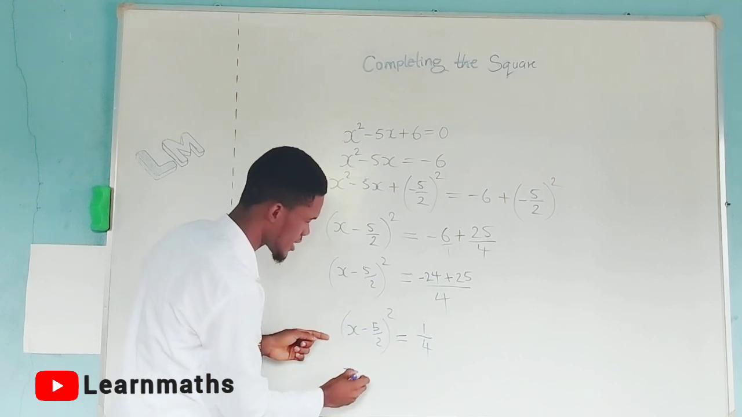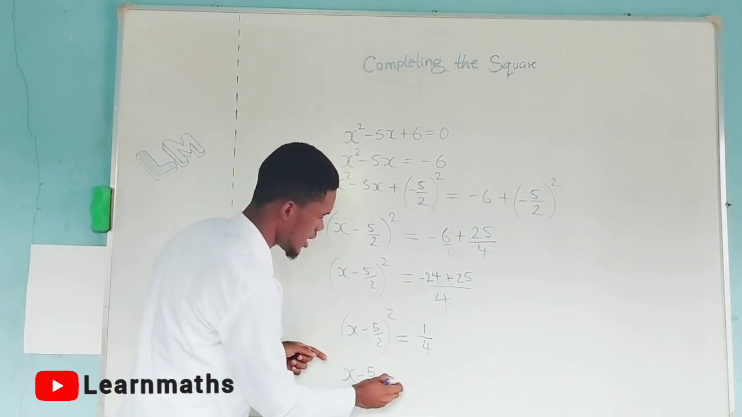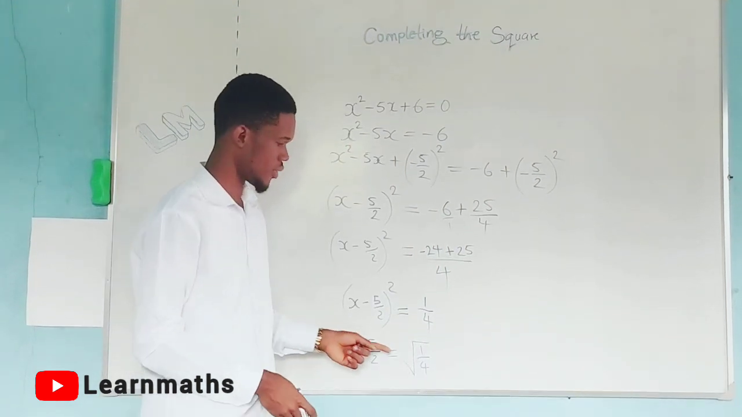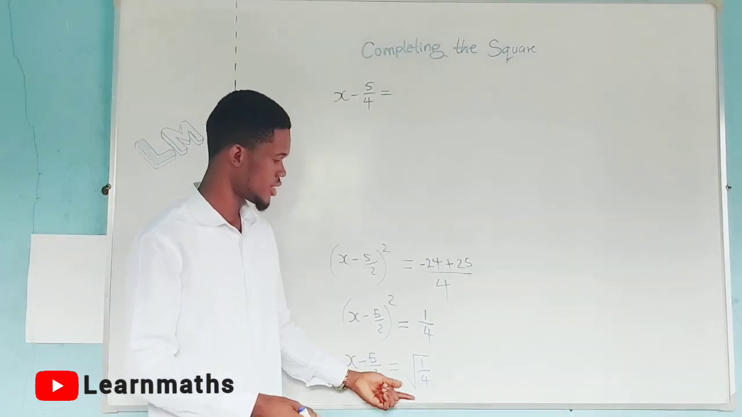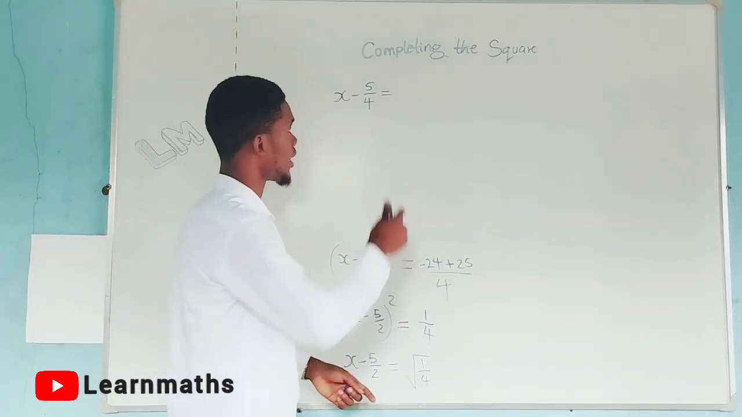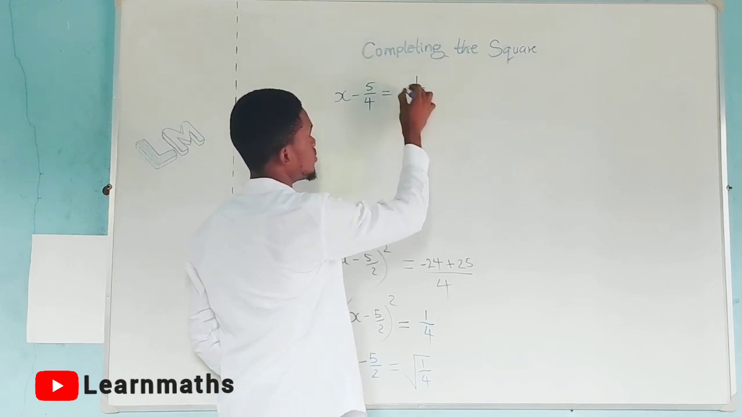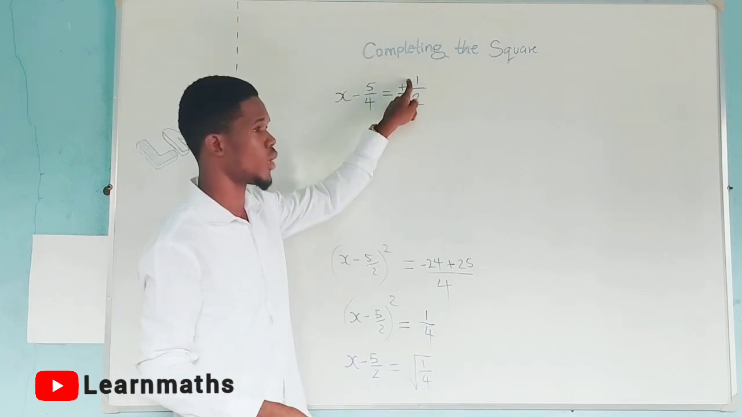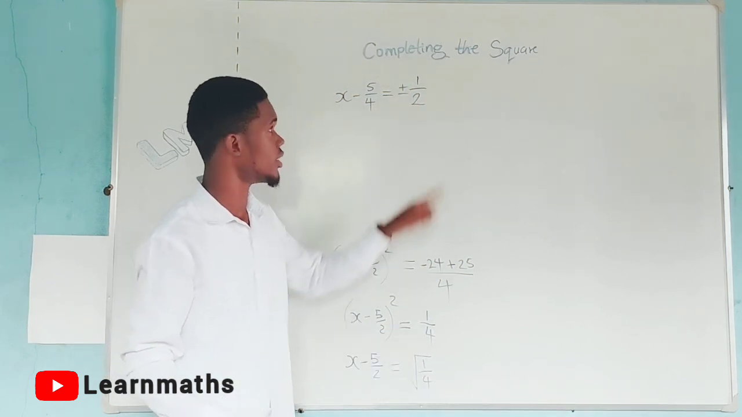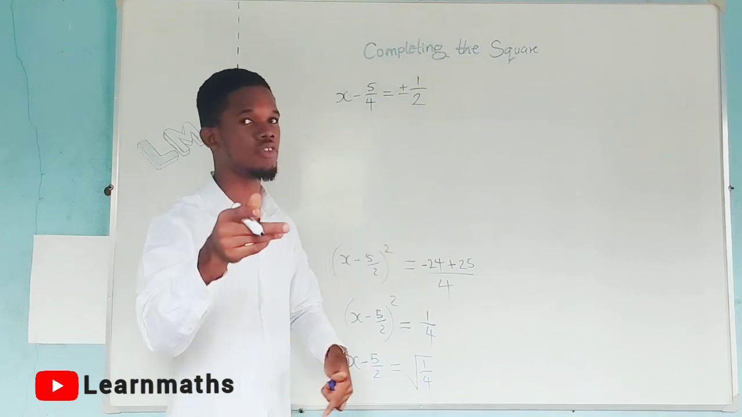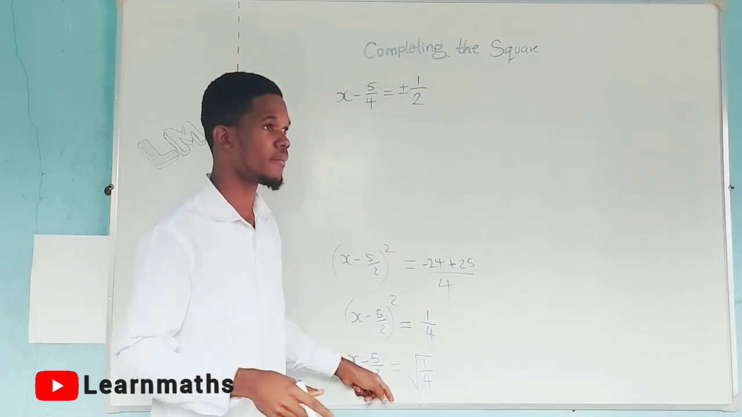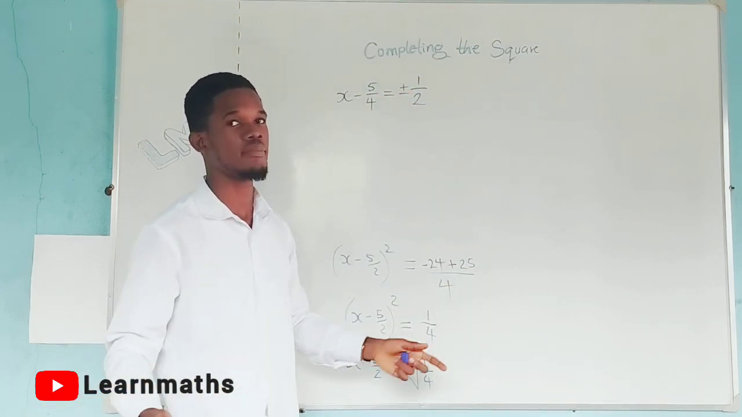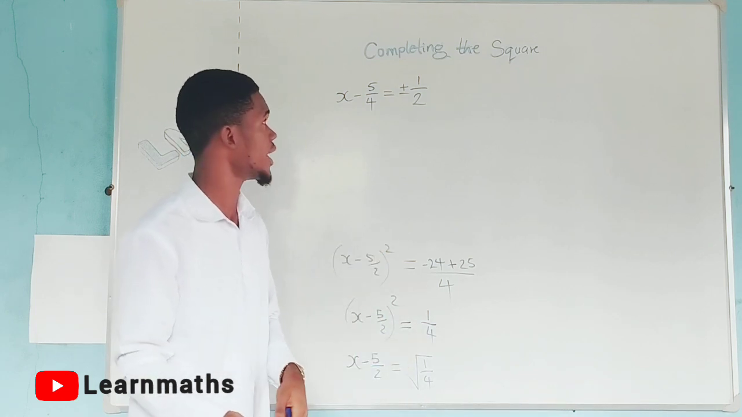So I'm going to have x minus 5 over 2 equal to the square root of 1 over 4, right? Taking the square root of 1 over 4, we're going to have plus or minus 1 over 2. Reason being that the square root of 1 is 1, and the square root of 4 is 2. And like I said in the previous video, whenever you're taking the square root of a number, you should have plus or minus, positive or negative, because the square root of any perfect square is either positive or negative, right?